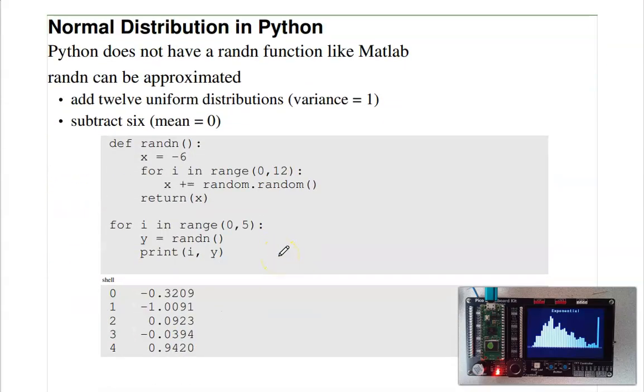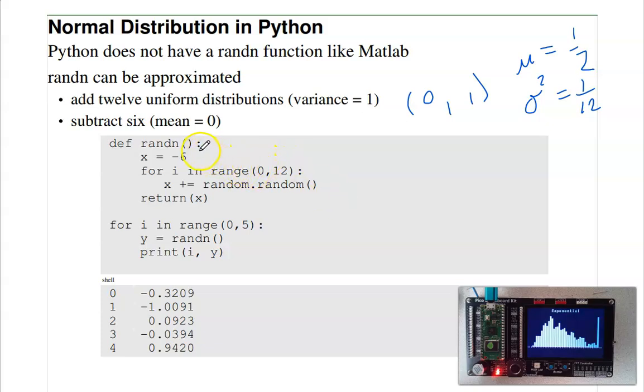To generate uniform or normally distributed variables, Python doesn't have a rand-n function like MATLAB does. But what I can do is a uniform distribution between 0 and 1 has a mean of 1/2 and a variance of 1/12. A property of distributions, when you add them together, the means add and the variance adds. Add 12 uniform distributions, the variance becomes 1. The mean is 6, so subtract 6, and I get a mean of 0, variance of 1. So that looks like a normal distribution with a mean of 0, standard deviation of 1.